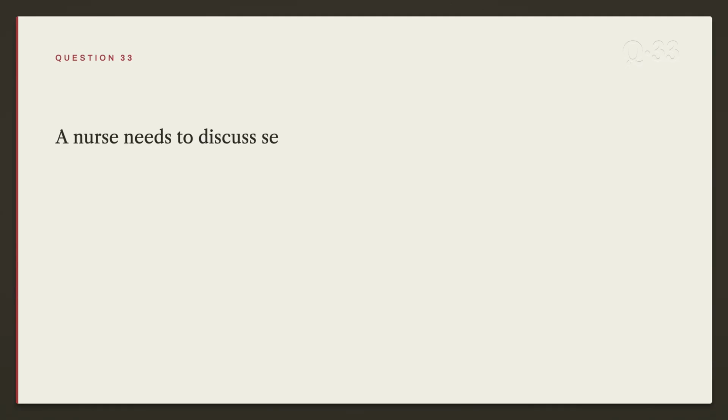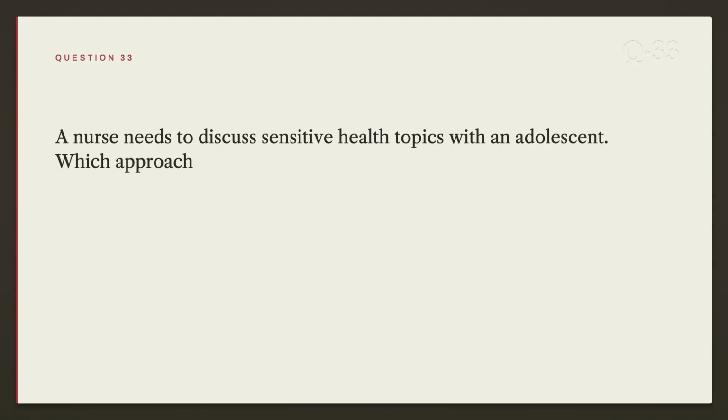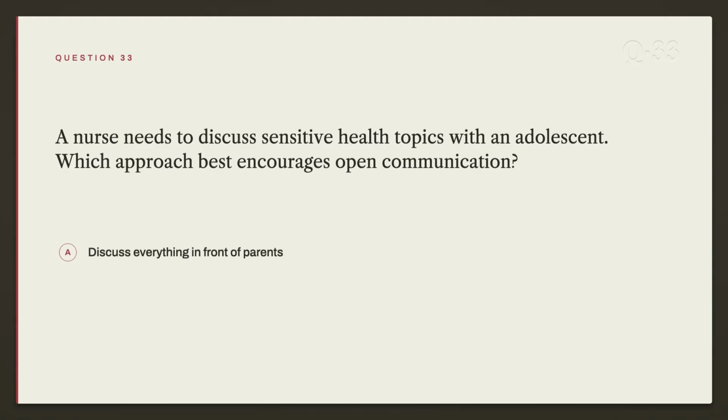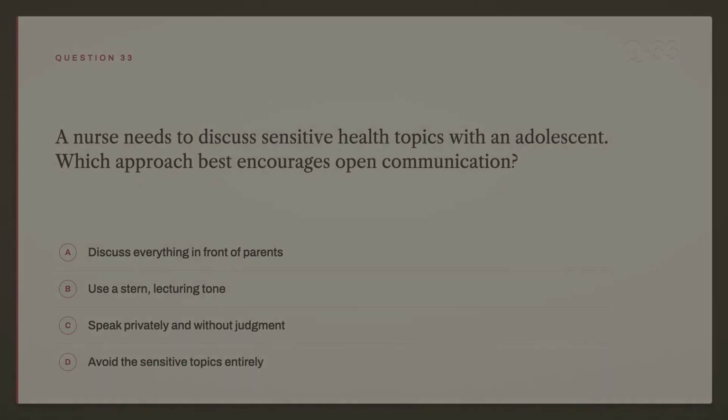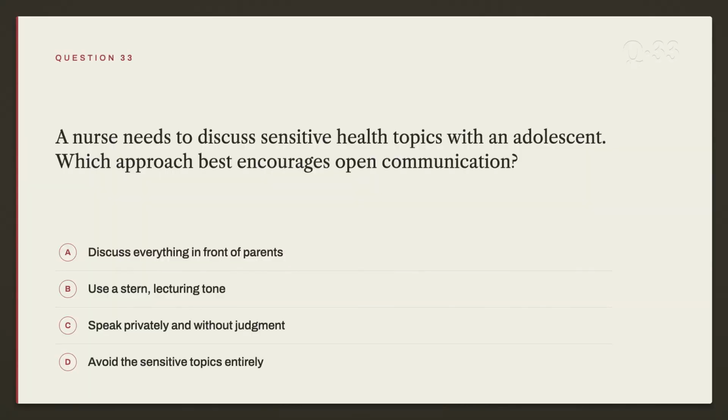Question 33. A nurse needs to discuss sensitive health topics with an adolescent. Which approach best encourages open communication? Your options are: A. Discuss everything in front of parents. B. Use a stern, lecturing tone. C. Speak privately and without judgment. D. Avoid the sensitive topics entirely. Which one is it? Pause the video if you need more time.